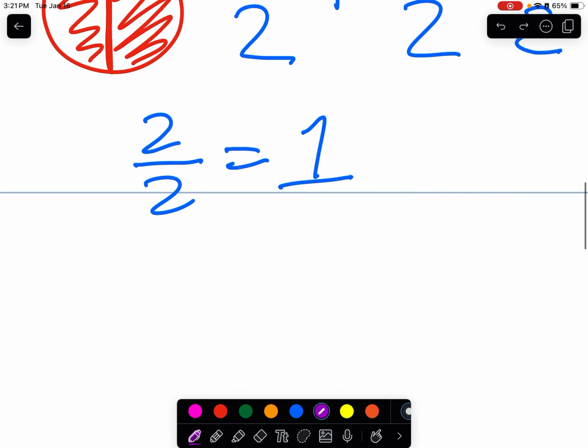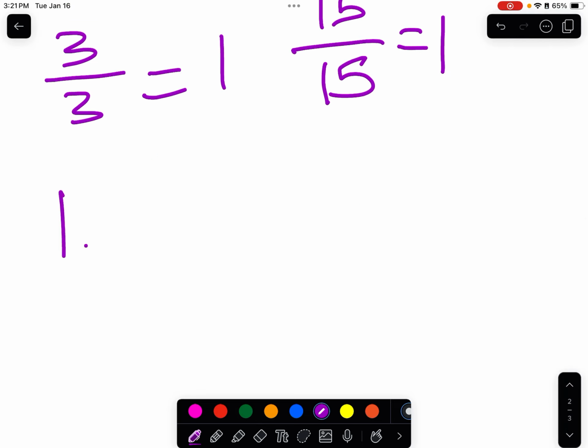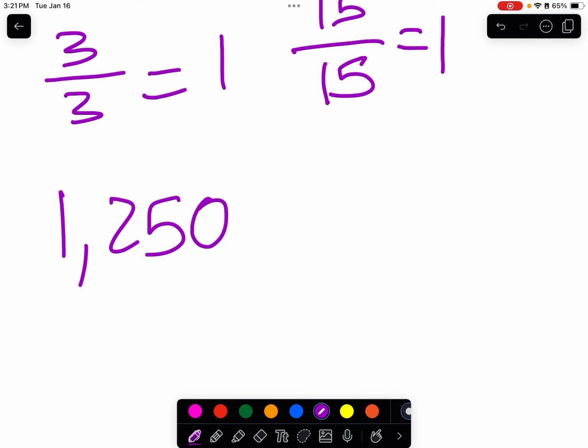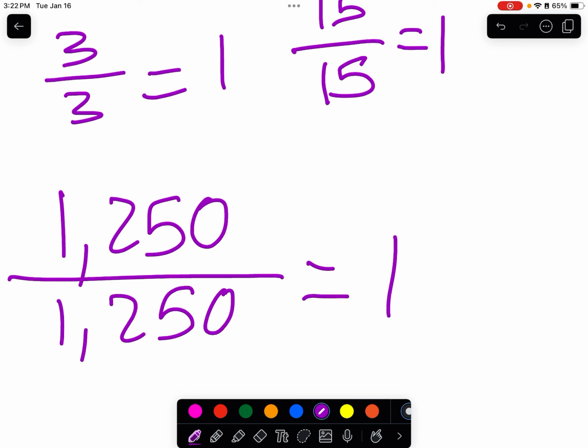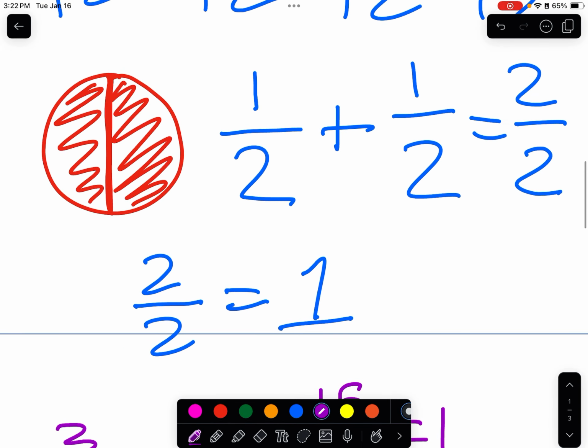Give you some more examples of that real quick. If I have 3/3, that equals 1 whole. If I have 15/15, that equals 1 whole. If I have 1,250 over 1,250, that also equals 1 whole. So, you catch my drift? That's what we're talking about here.